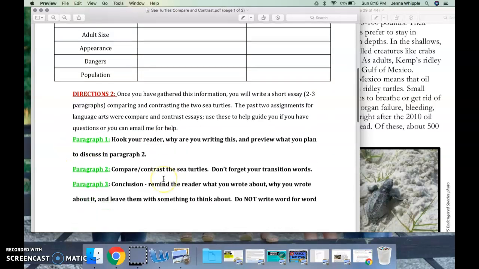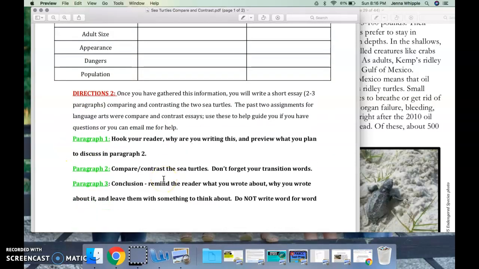So I've broken down the paragraphs. I really think that you should plan to write 3 paragraphs. Paragraph 1 should be your introduction. This is where you hook your reader. You tell the reader why you wrote this, and then you preview what you plan to discuss in the next paragraph. Think back to when we were working on argument writing.